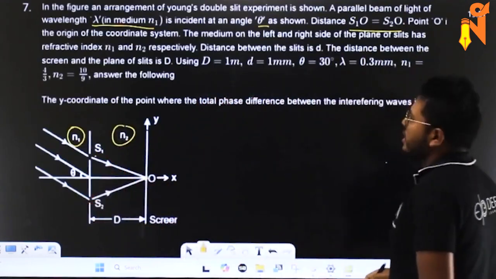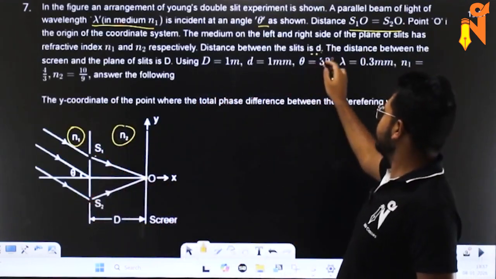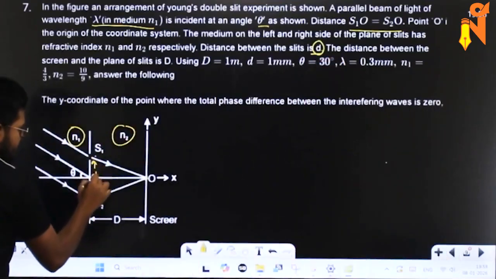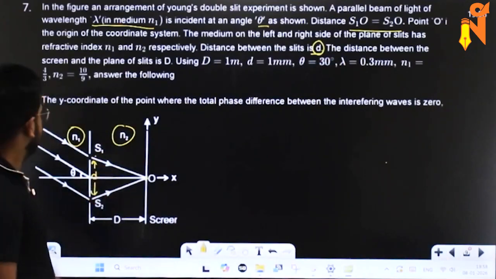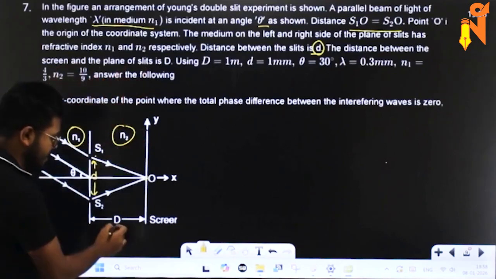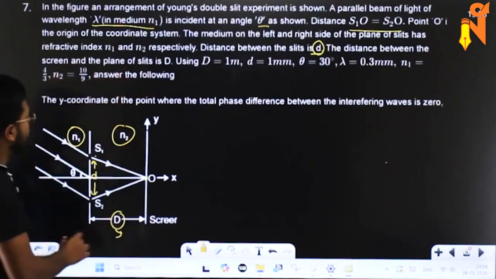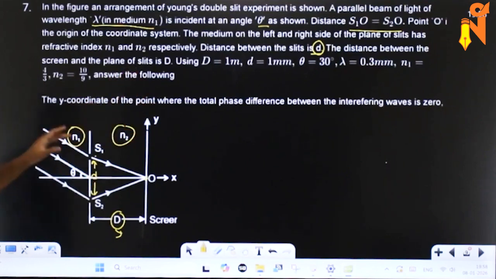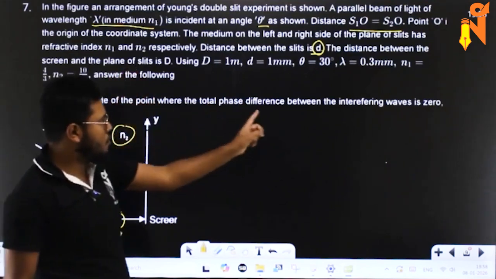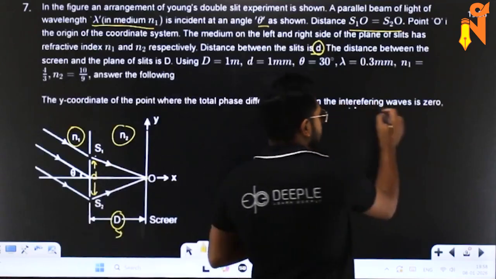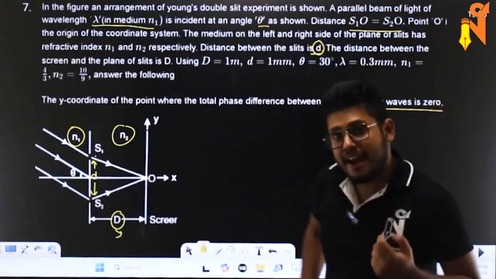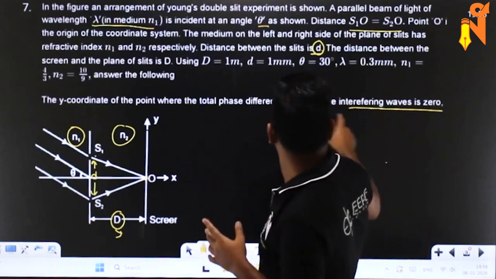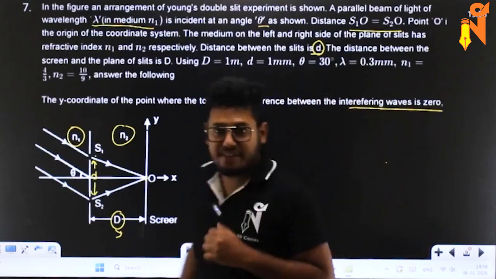Now the distance between the slits is D. This distance, as I say, is small d. Nice and fine. Distance between the screen and the plate is capital D. Okay, this is capital D. Next, they have given the values here. Now, what is the final question? The y coordinate of the point where the total phase difference between the interfering waves is 0. So they are asking us to find out a point where the phase difference between the waves is 0.